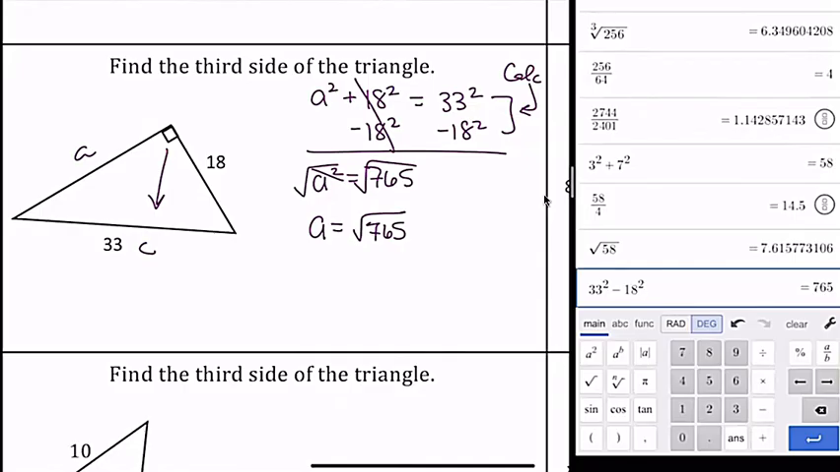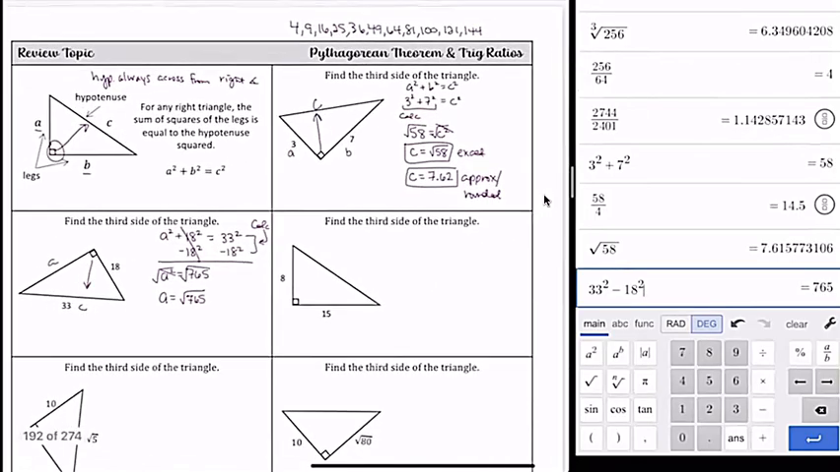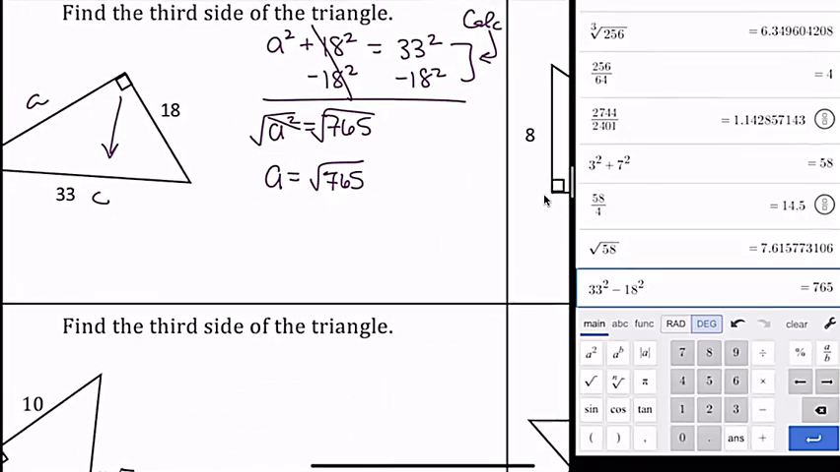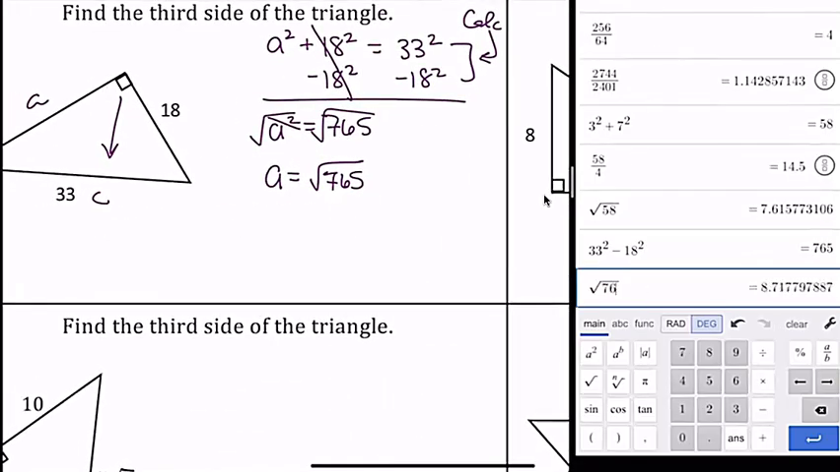I don't know if this is a perfect square. It is much bigger than our list. So I'm going to Google it. I'm going to type it in my calculator. There we go. It's not a perfect square. It's 27.65863337.